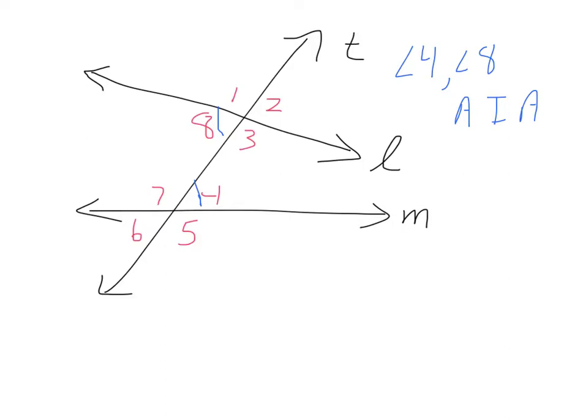Now pause the video while you try to come up with another pair of alternate interior angles besides 4 and 8. Hopefully you said angle 3 and angle 7 are another pair of alternate interior angles. They are on opposite sides of the transversal and on the interior of lines L and M.